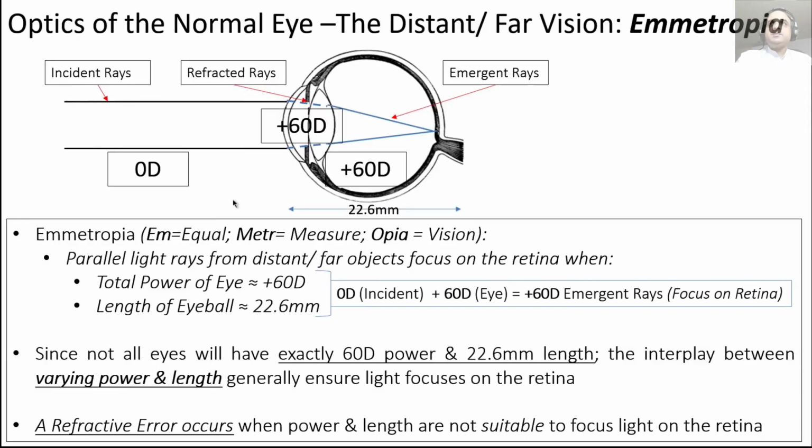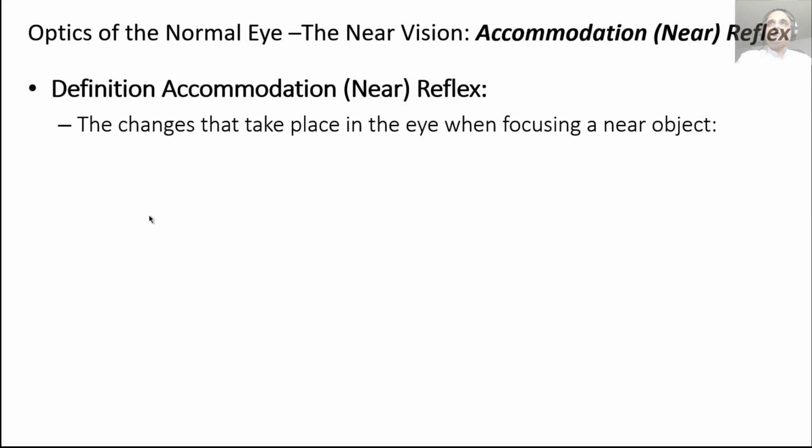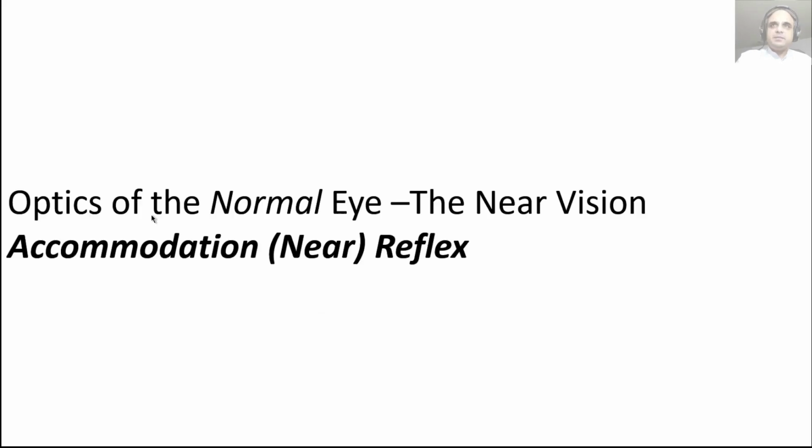But this is for distant vision. Let's see what happens for near vision. When you're looking at something near, the light rays are going to be diverging and will have a certain amount of power, and your eyes will have to compensate for that power. It does it by producing something called an accommodation reflex or a near reflex.